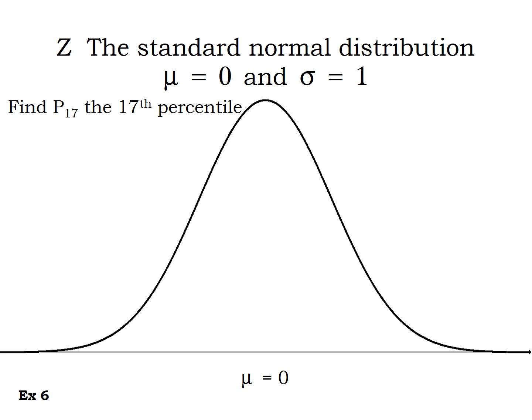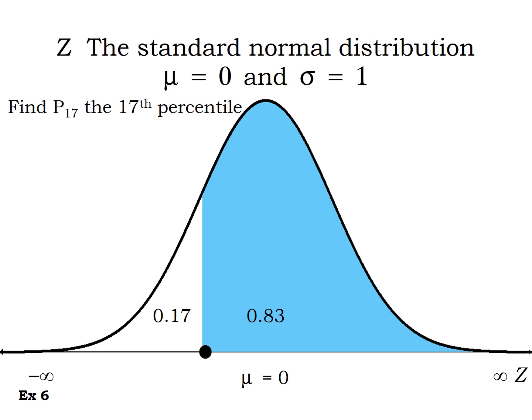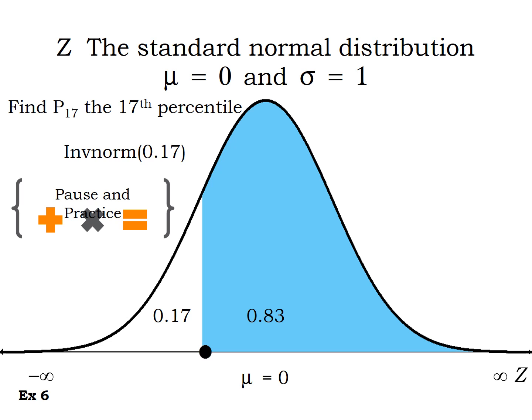So now we want to find the 17th percentile of the standard normal distribution. So again, the z-score you're looking for is definitely going to be less than 0, because less than half the values need to be lower than this. So we're going to use the inverse norm of 0.17. I want you to pause right here. I want you to go back to your calculator and do this inverse norm function.